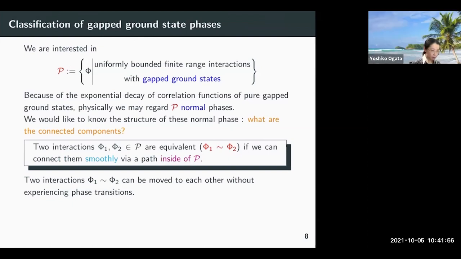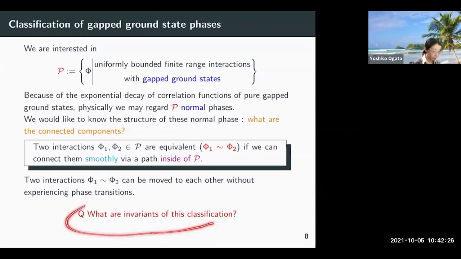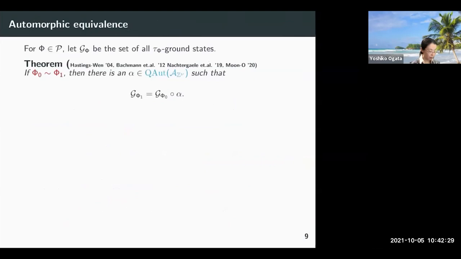So that is a classification we would like to consider. By the way, I will write it like this when two interactions are equivalent. Interactions which are equivalent can be moved to each other without experiencing phase transitions. So that is the classification we would like to consider, and the question here is, what are the invariants of this classification? That is the kind of question I would like to know, but how we can do it is a priori not very clear.